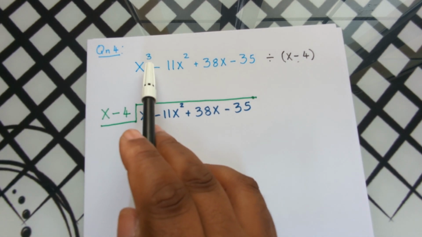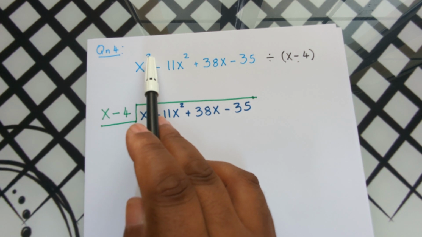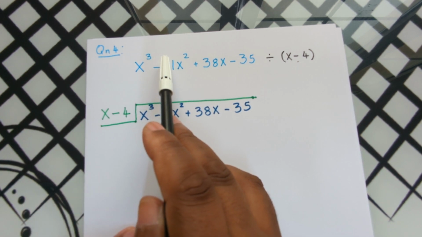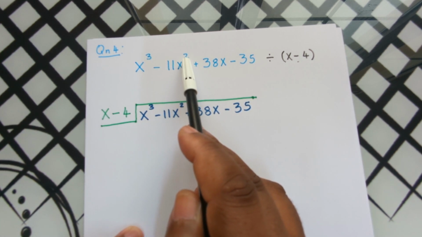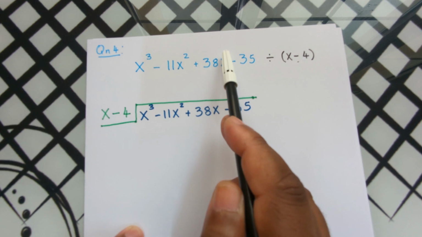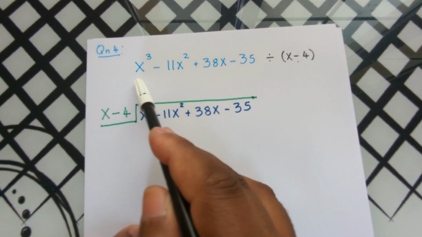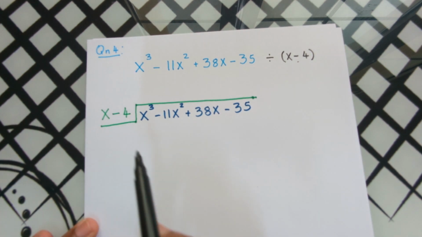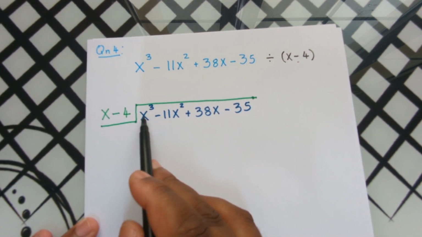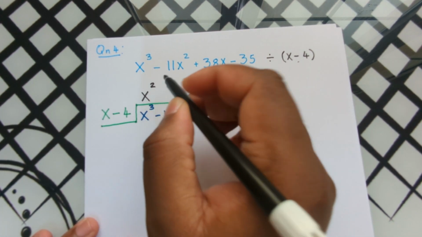The first step is always to check if the exponents of your polynomial are arranged in descending order and decreasing by 1. So we have an exponent of 3, followed by an exponent of 2, and then an exponent of 1, and lastly an exponent of 0. So always remember to keep your polynomial in that same order. Now let's divide. The first step is to divide. So x to the power 3 divided by x. This will give you x to the power 2.